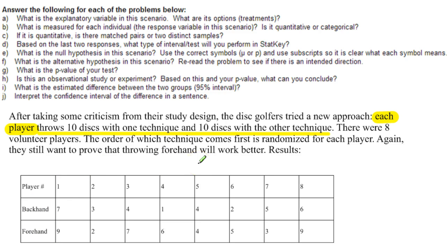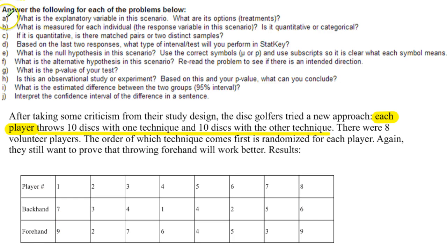Quick side note, the reason why you'd want to randomize the order and not just have everyone do backhand and then everyone do forehand is perhaps the order that you do them in actually affects your results or biases the results one way or another. Maybe you do better on the second one, making forehand potentially look better than it really was. So let's jump into the questions.